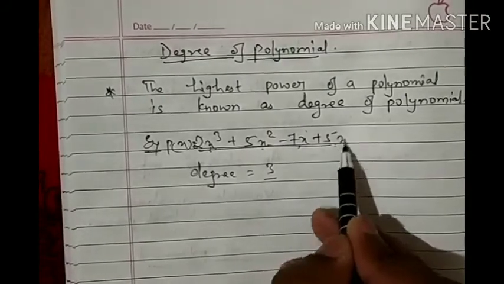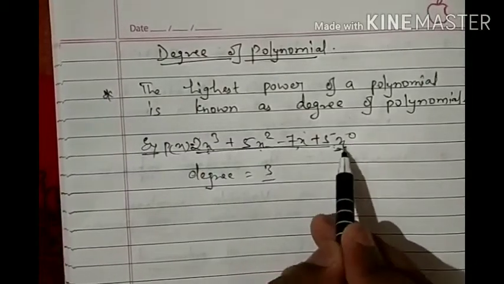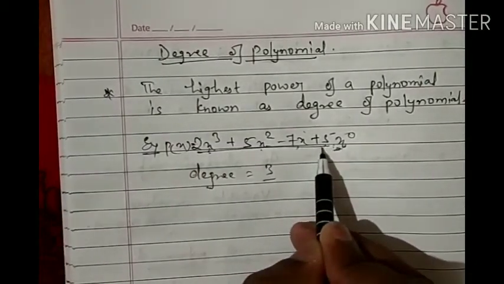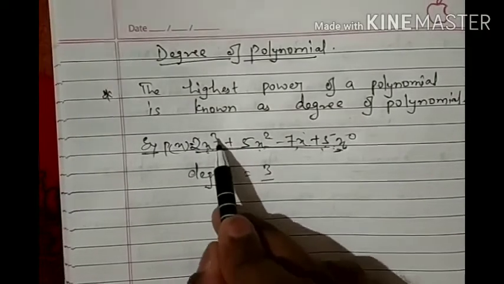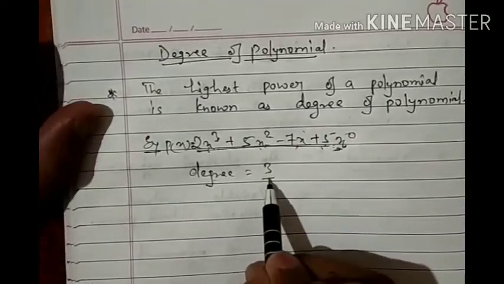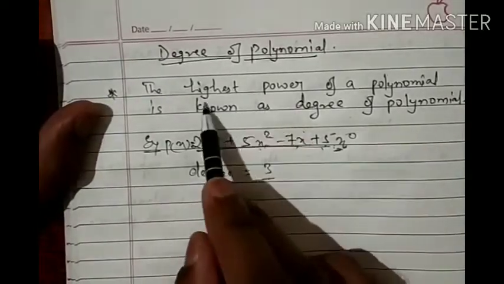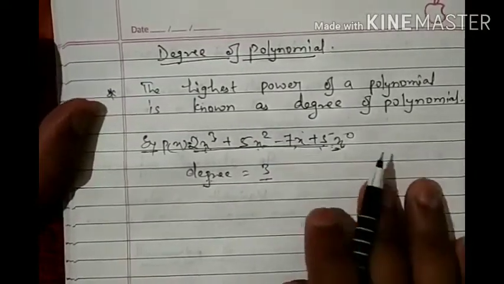If we put a variable x over here, then what will it imply? x to the power 0, that is 1. 1 multiplied by 5 will be equal to 5. So what is the highest power of the variable in this particular polynomial? 3, x cube. So what will be its degree? 3. What is degree? The highest power of a polynomial is known as degree of the polynomial. I hope it is clear.